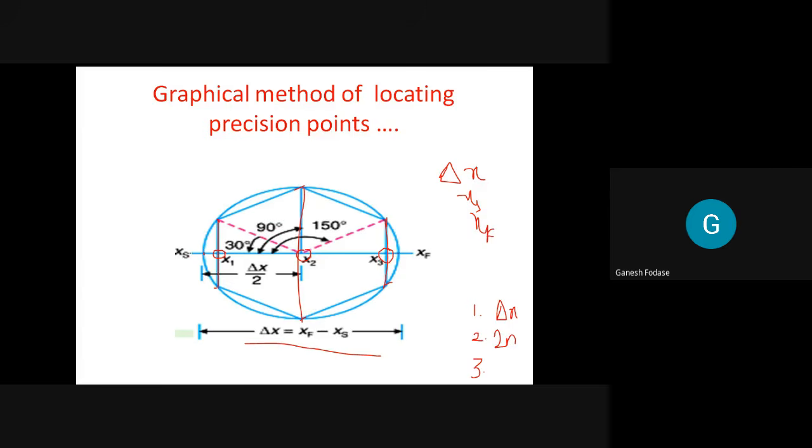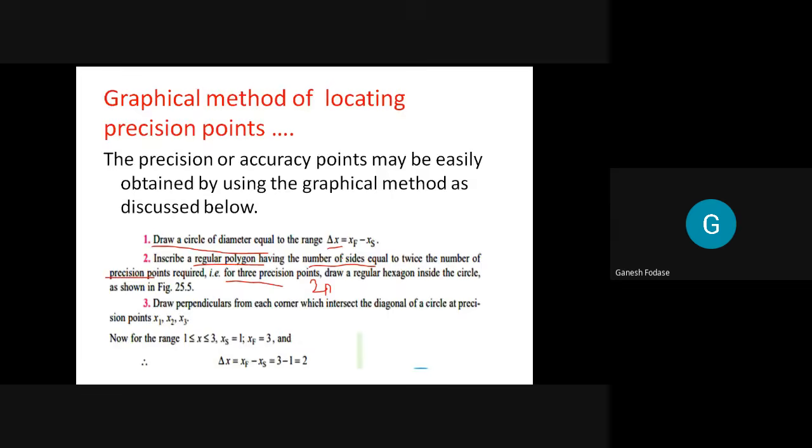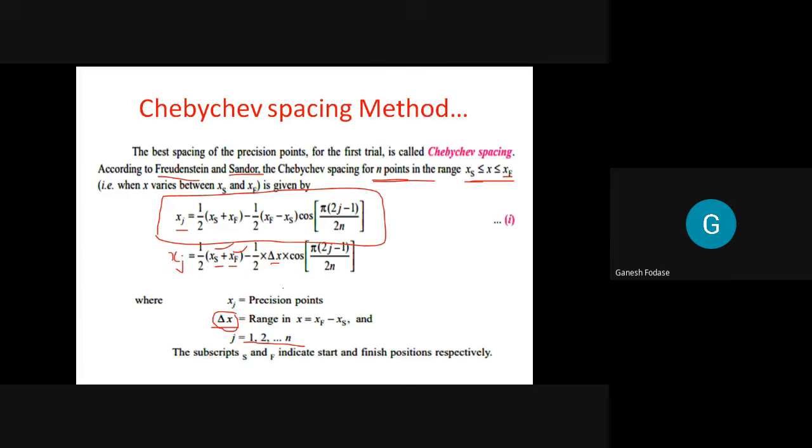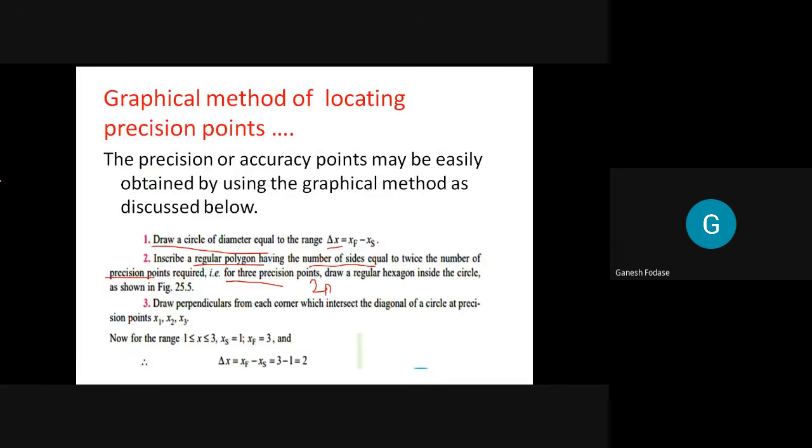Wherever these perpendiculars intersect your x-axis, it gives you precision points. Let's say here x1, x2, and x3. This is your graphical method to locate a precision point. Is it clear? I repeat. First, draw a circle of diameter equal to delta x. Second, locate a polygon having sides equal to twice n. And third, draw perpendiculars through these corners to get x1, x2, x3 up to xn. This is the graphical one, and I also discussed the formula to locate precision points. So in the last case, we discussed the analytical formula as well as the graphical method to locate a precision point.